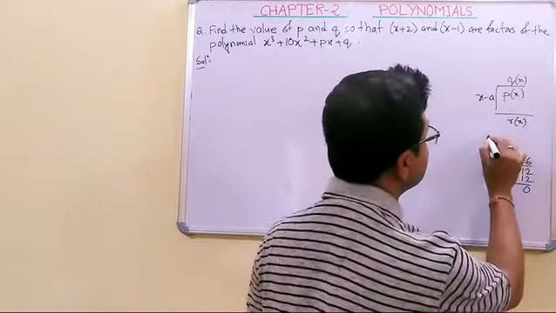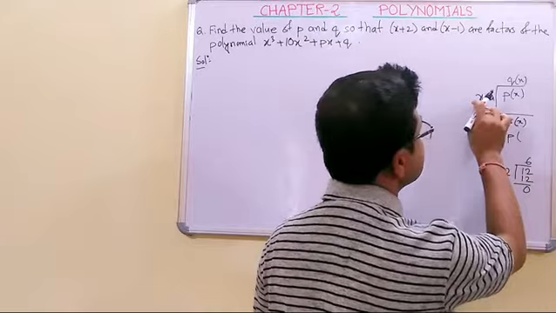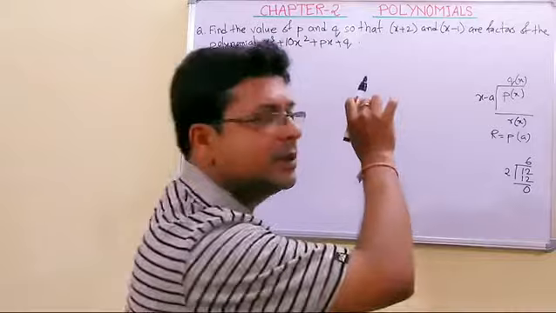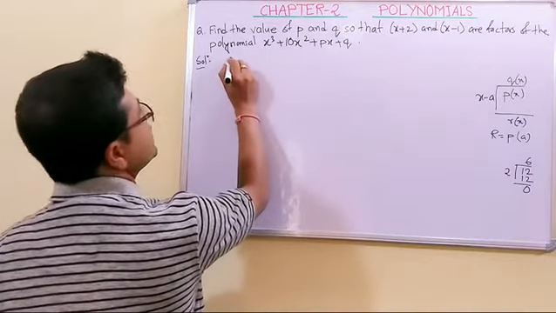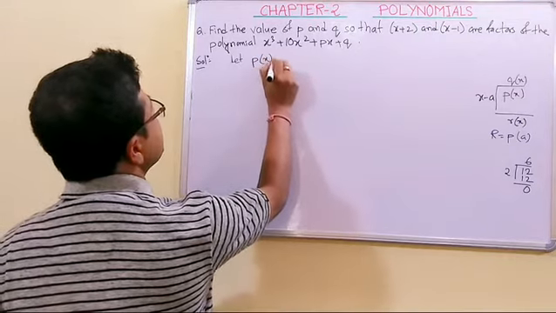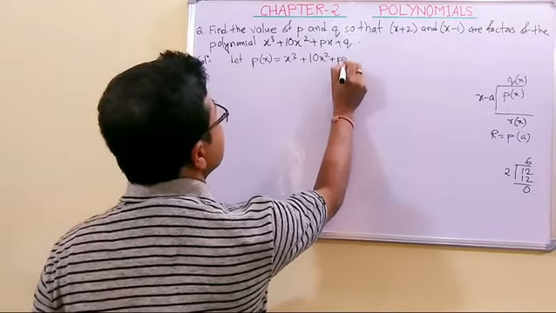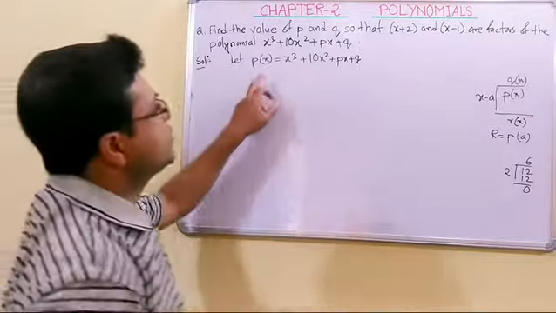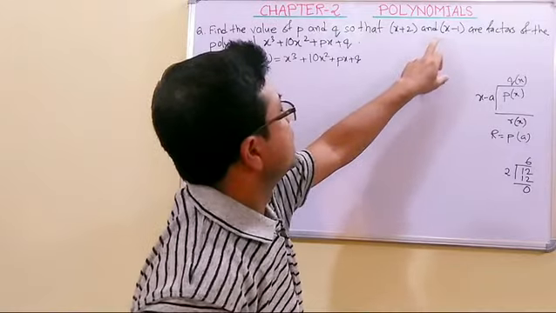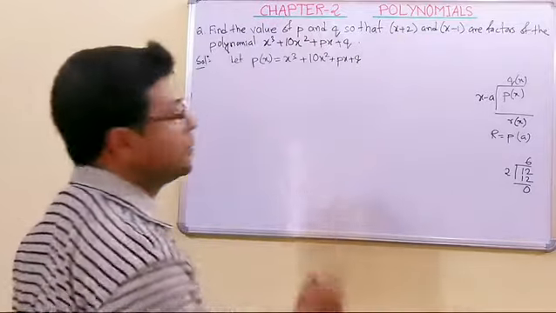Alright student, now how will we find the remainder? The remainder we find by the application of the remainder theorem. The remainder is p of a. With this concept, let us solve this sum. Alright student? So here, let p(x) be equal to x cube plus 10 x square plus px plus q. Now, this polynomial is divided by x plus 2. Then it will be divided by x minus 1. There are two factors given. We have to find the value of p and q.